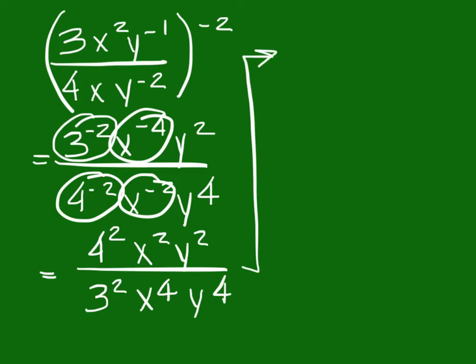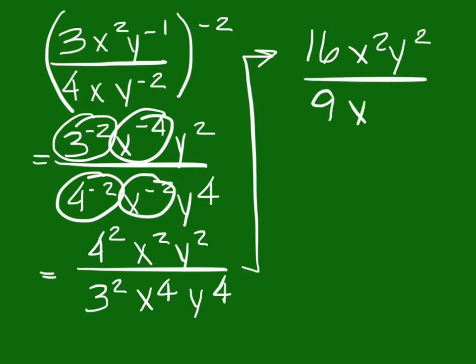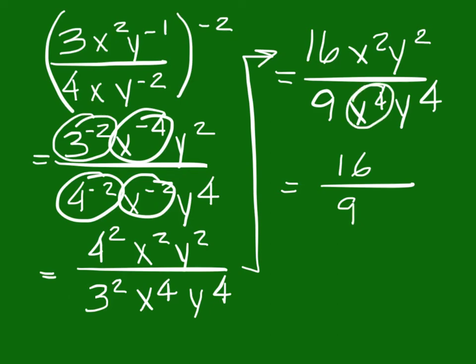And now simplify 4 squared to get 16, and then simplify 3 squared to get 9. Everything else stays the same for now, but now you can reduce. 16 over 9 is going to stay, but you have the larger x on the bottom. 4 minus 2 is 2. And the larger y is on the bottom. 4 minus 2 is 2.